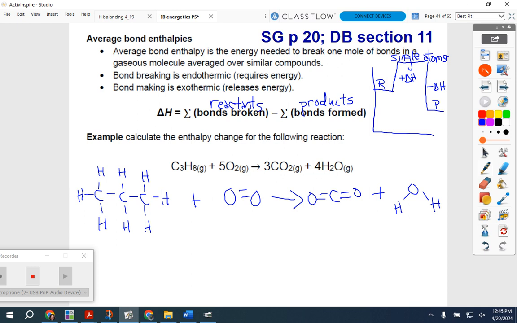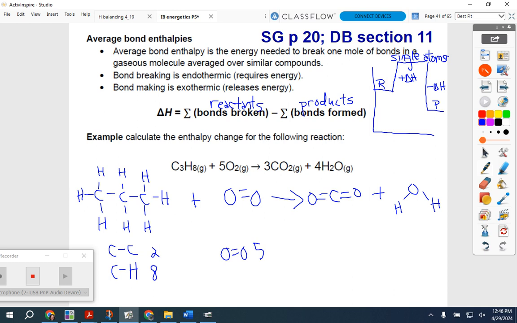So I'm looking at this and I'm seeing I've got CC bonds and I've got CH bonds. Okay. CC bonds, I've got 2. CH bonds, I have 8, right? 1, 2, 3, 4, 5, 6, 7. Yeah, 1 for each hydrogen, duh. So I have 8 of those. Here, I have OO double bond, and there's only 1 in each molecule, but I have 5 of those. So I've got 5 OO bonds.